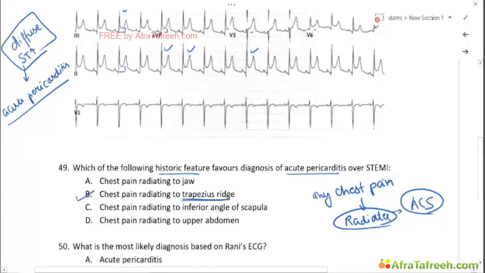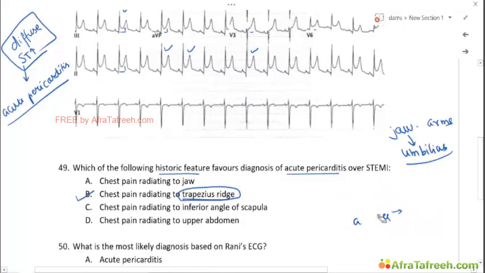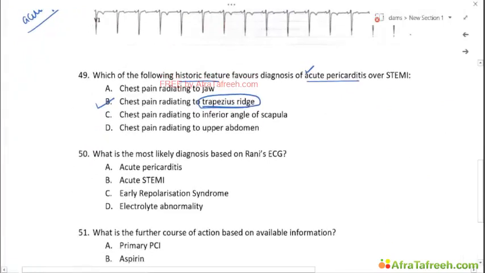This is one place where the pain of acute coronary syndrome usually does not radiate. It is said to radiate from jaw to umbilicus. It can go anywhere from jaw to umbilicus, including the arms, but trapezius ridge is one place where it does not usually radiate, and radiation to this is considered to be a bit likely for an acute pericarditis, right? Okay, so now we have read the ECG already. What is the most likely diagnosis based on this patient's ECG?